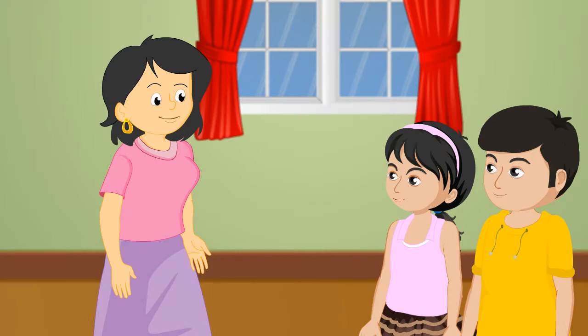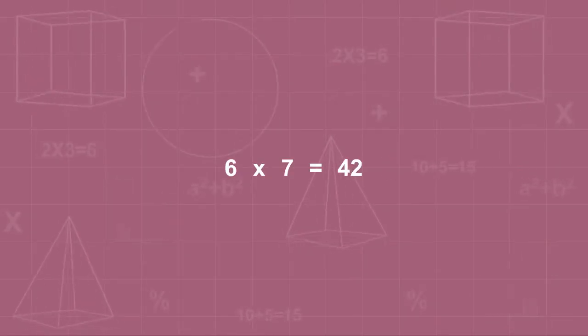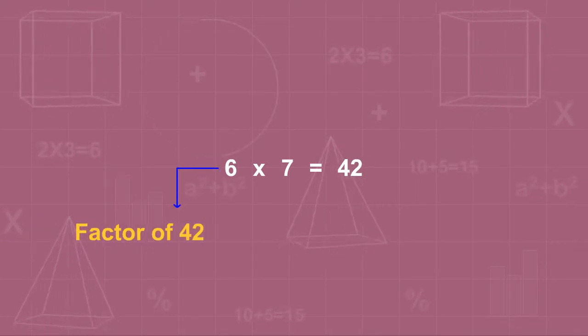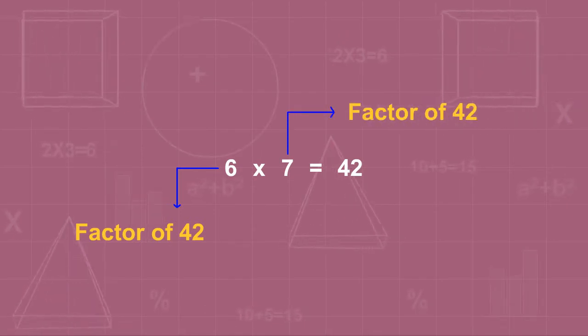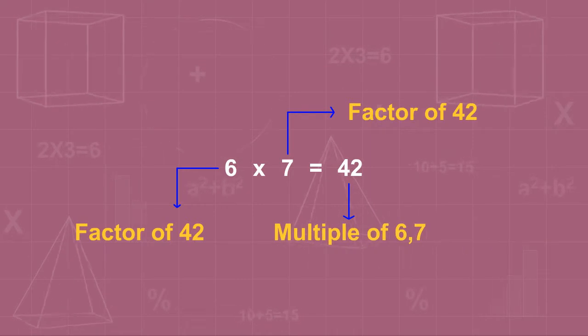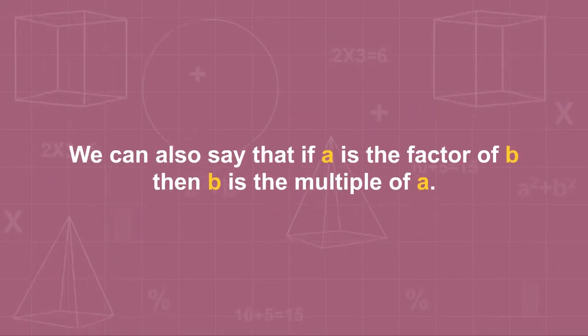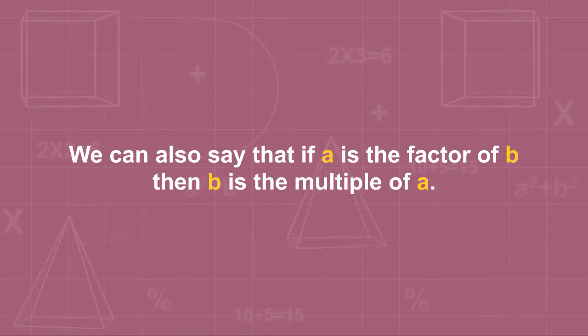Now let's see this diagram. If we multiply 6 by 7, we will get 42. In this, 6 is a factor of 42. 7 is also a factor of 42. Whereas 42 is a multiple of 6 and 7. We can also say that if A is a factor of B, then B is a multiple of A.